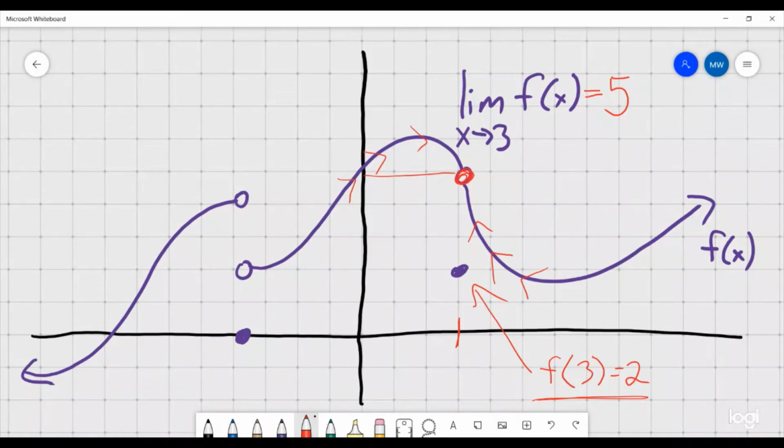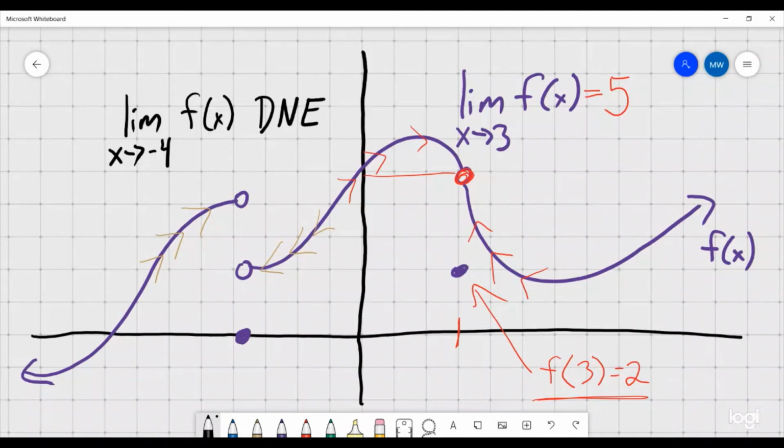Now, if we were to instead be looking at what is the limit as x approaches -4, this one is going to be a bit different. Because if we're approaching from the left-hand side, we are going towards 4. But if we're approaching from the right-hand side, we're going towards 2. So in this case, the limit of f of x does not exist.